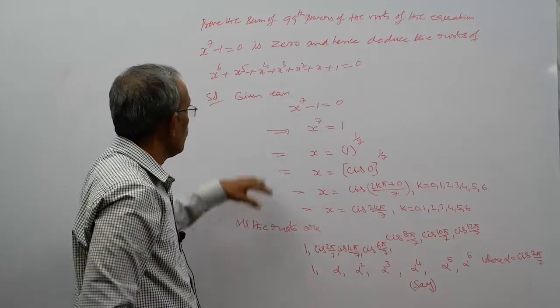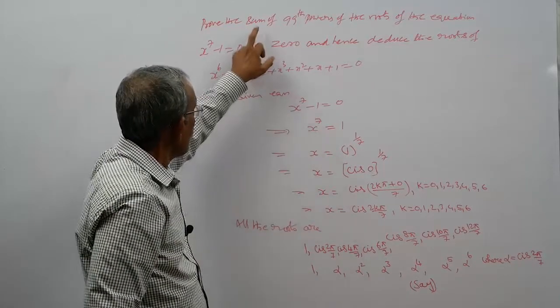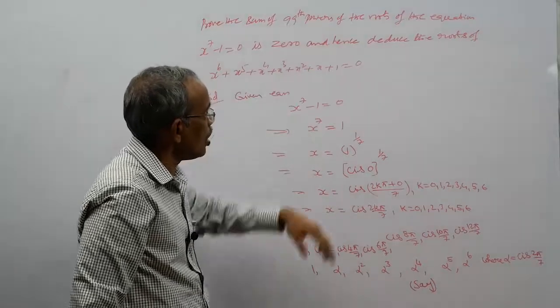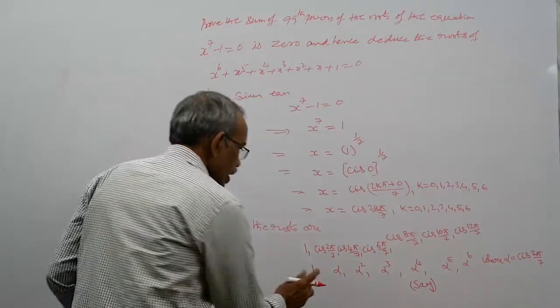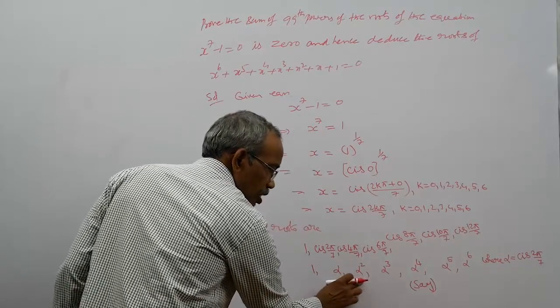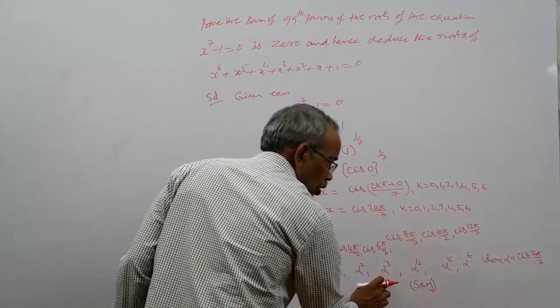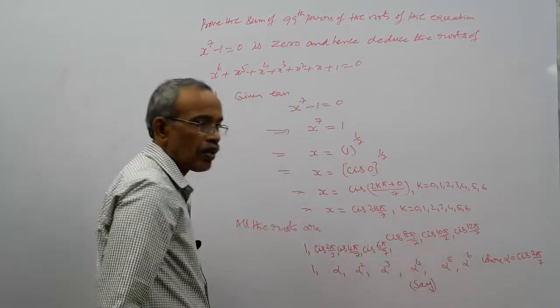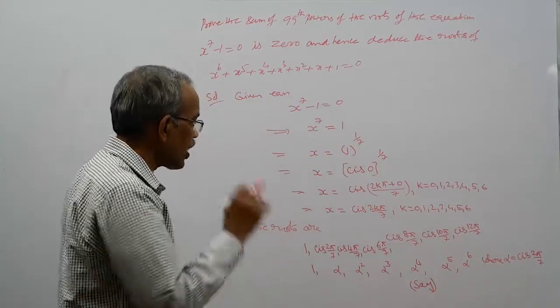Now we have to find the sum of the 99th powers of the roots of the equation. The 99th powers are 1 to the power of 99, alpha to the power of 99, alpha square whole to the power of 99, alpha cube whole to the power of 99, and similarly, alpha power 6 whole to the power of 99.